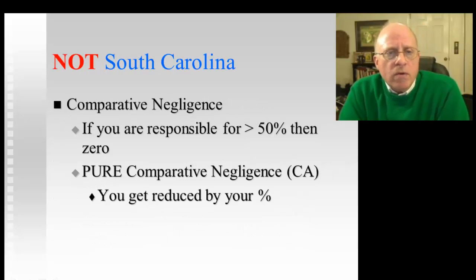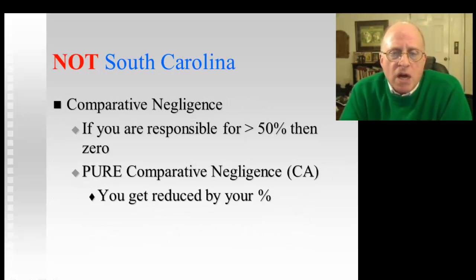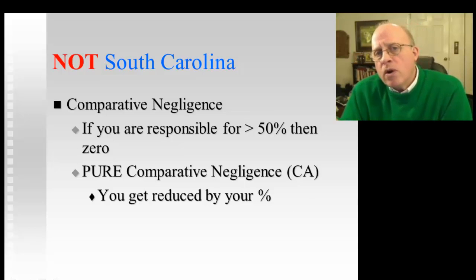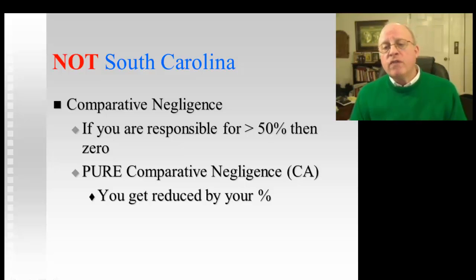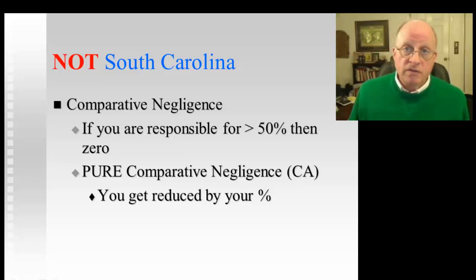In South Carolina, we do not have this. So this is not a South Carolina law, but I want you to be aware in Texas and some of the other states, they have what's called a comparative negligence statute. If you're responsible for more than 50% of the accident, according to the jury, then you don't get any payments from the defendant. On the other hand, California has what's called a pure comparative negligence. Say you're deemed to be 90% responsible, you would still get 10% of your damages awarded to you by the jury.